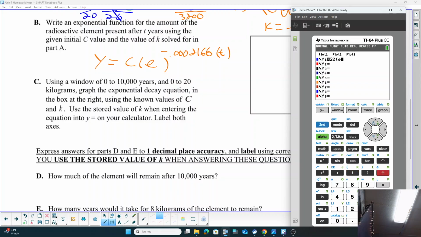So y equals 20 with the e there, to the negative 0.000266, close parenthesis, times x. You can put the x in the parenthesis. And then we push graph, and it doesn't work, so we have to go to window. It says that our window for years is going to be 0 to 10,000, and then the y min and y max is 0 to 20.